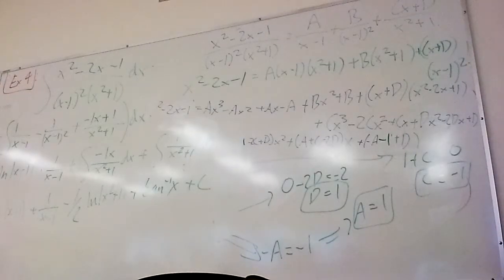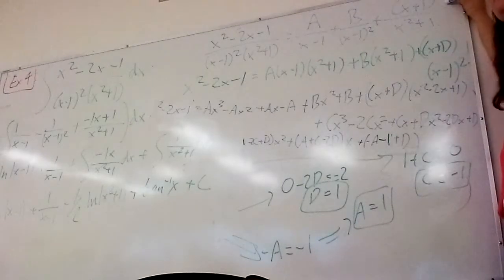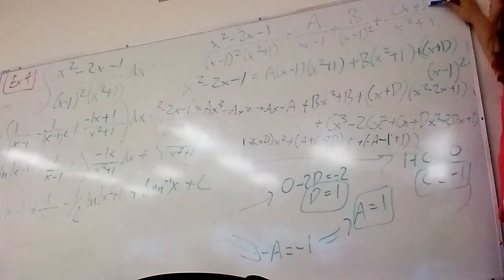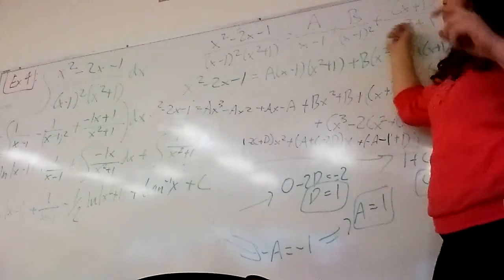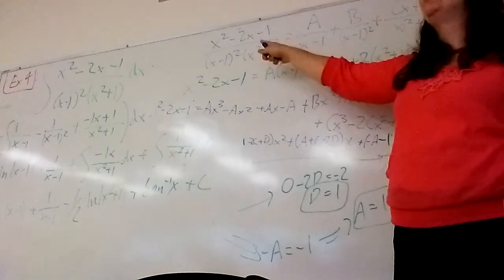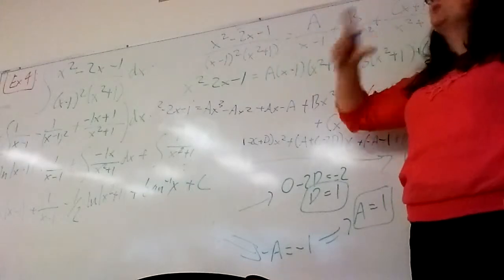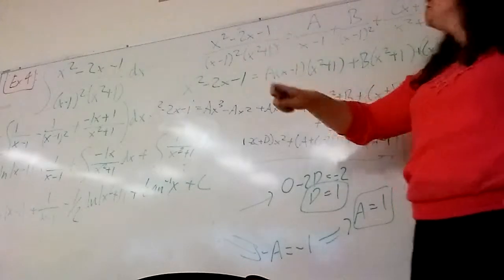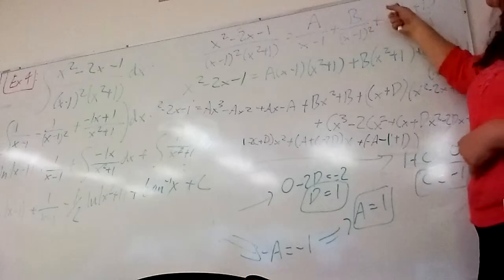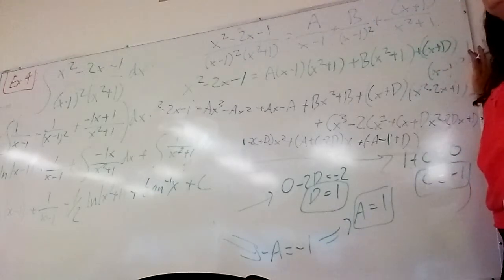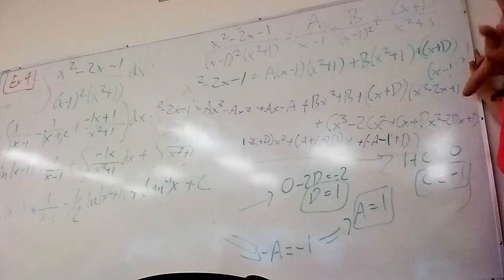When we were first setting up the fraction decomposition, how exactly did we get the Cx plus D over x squared plus 1? We have a factor of x squared plus 1. Whenever we have a factor which has an x squared in it that you can't factor any farther, you always need something times x plus something else on the top. That's one of the rules.